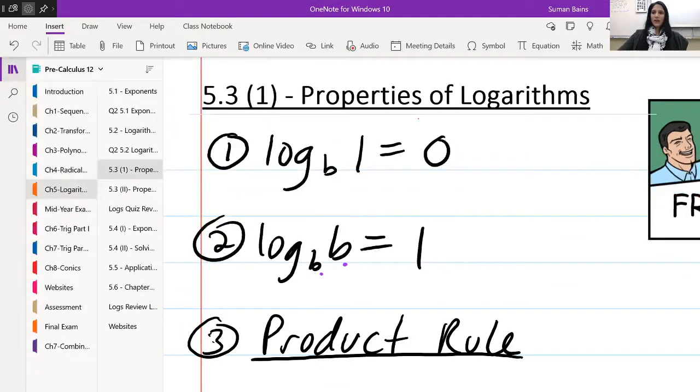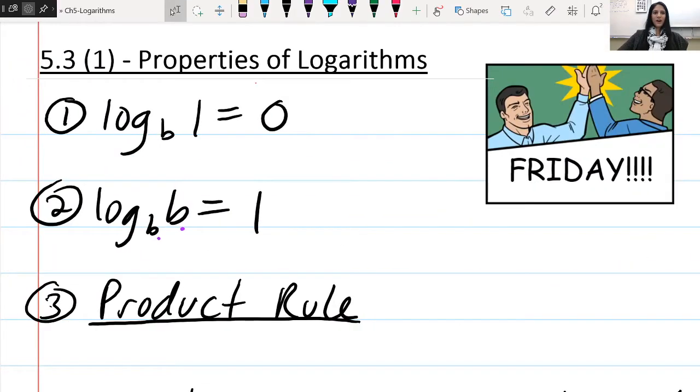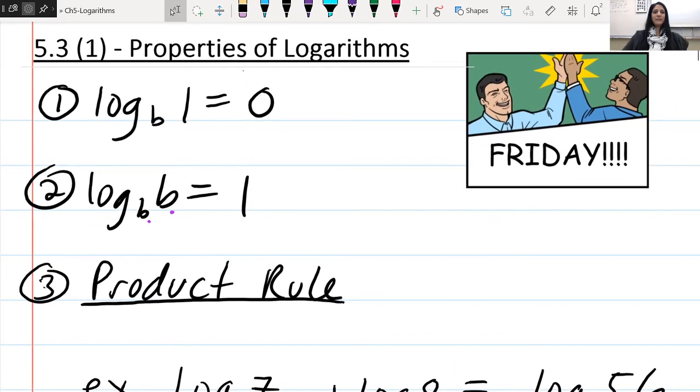Okay, so we are doing 5.3. I am splitting it up, so this is the first section, properties of logarithms. This is going to involve quite a bit of memorization. I'm not a fan of memorization, and to tell you the truth, I'm really bad at memorization. I need to understand things. But this is one of those things, this is similar to the exponent laws.